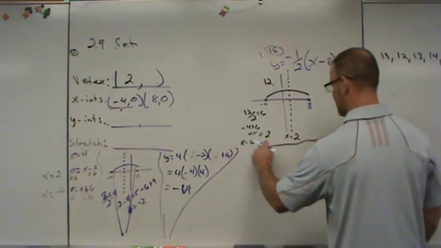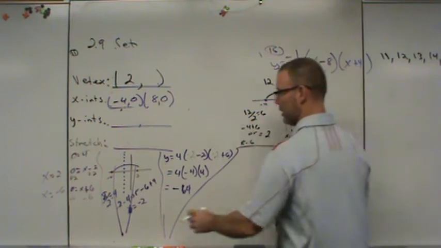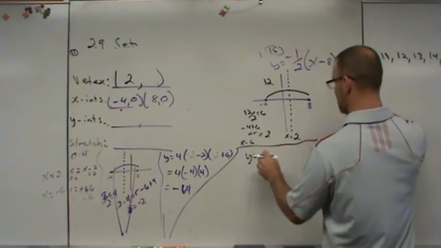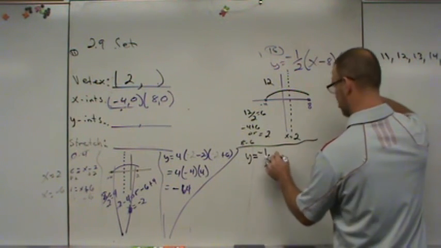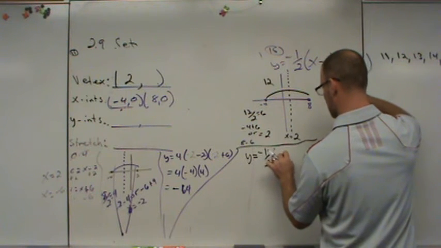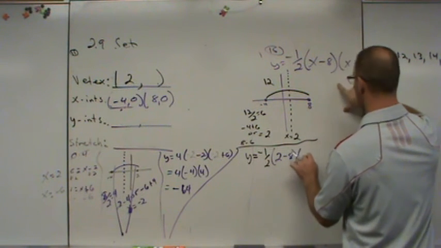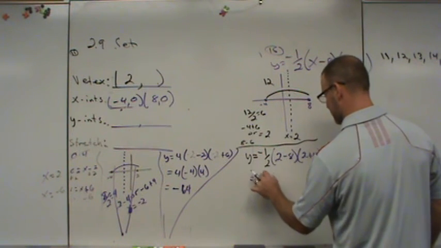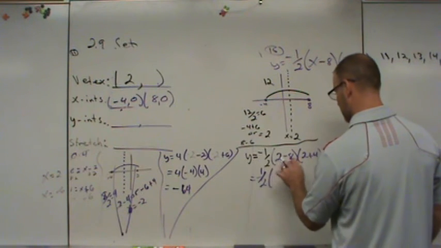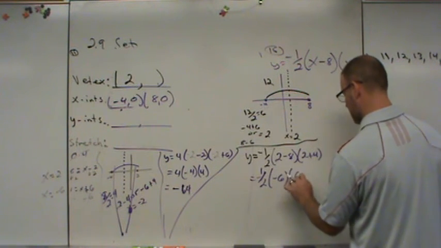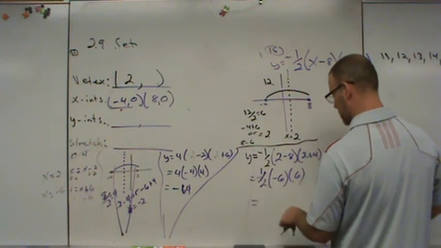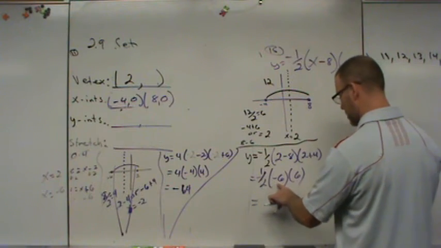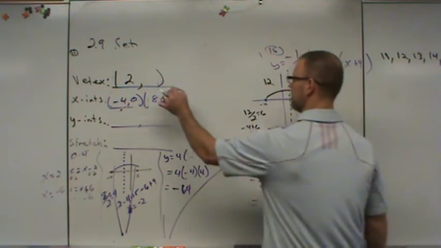Now I have to find the y. Here's where I get some work in. And we eliminated this over here. Here's where I'm at. So y equals negative 1/2 times 2 minus 8 times 2 plus 4. Negative 1/2 times negative 6. The answer is going to be positive because negative times negative is positive. Positive times positive, positive. Half of 6 is 3. 3 times 6 is 18.